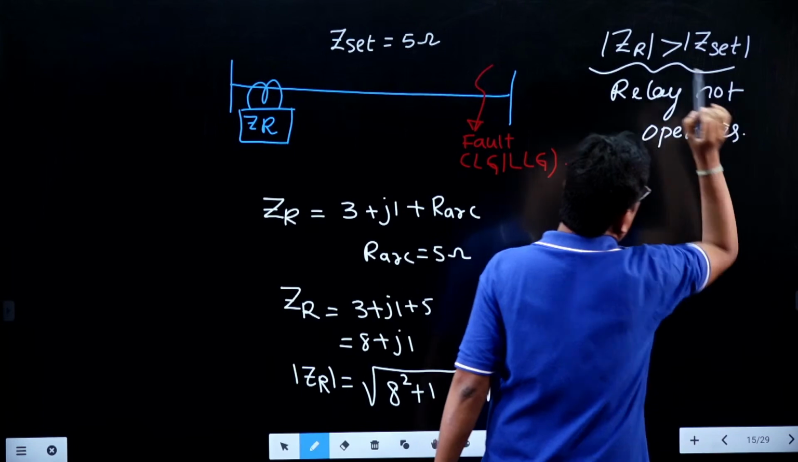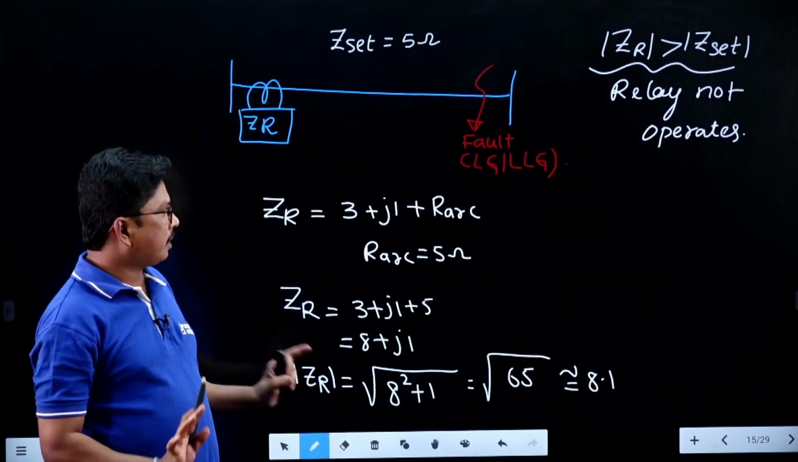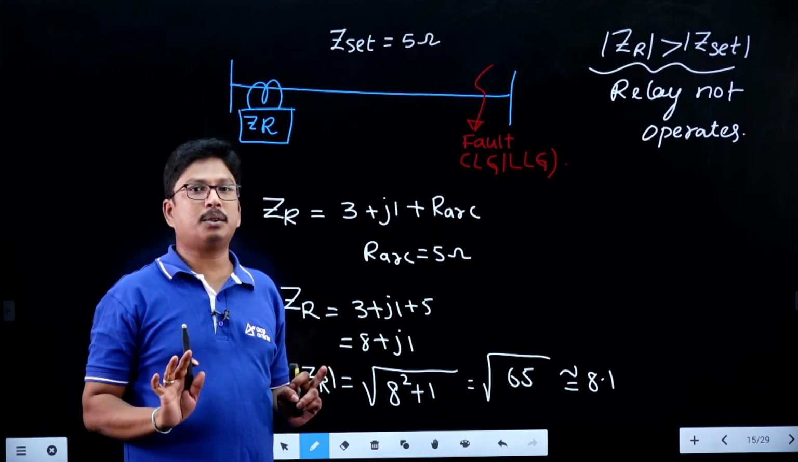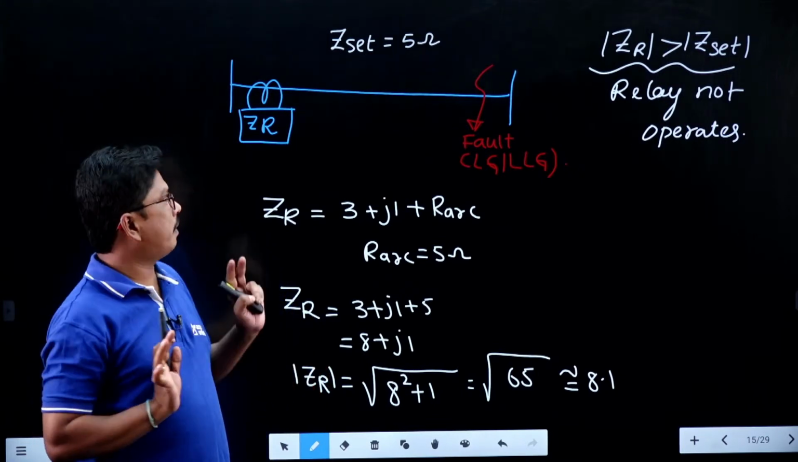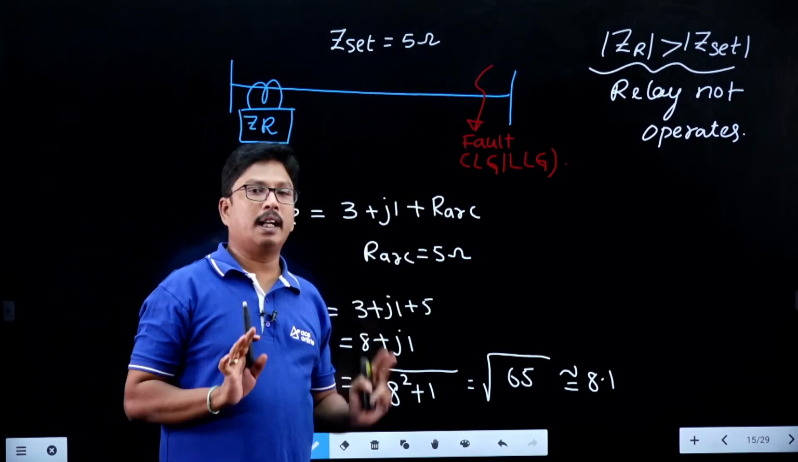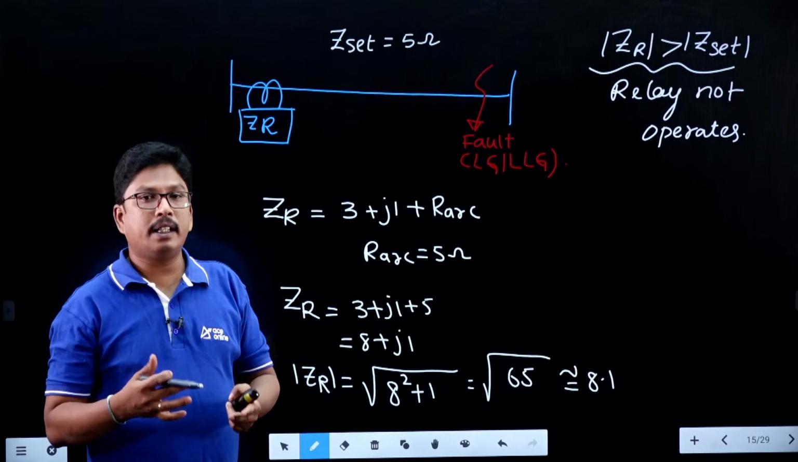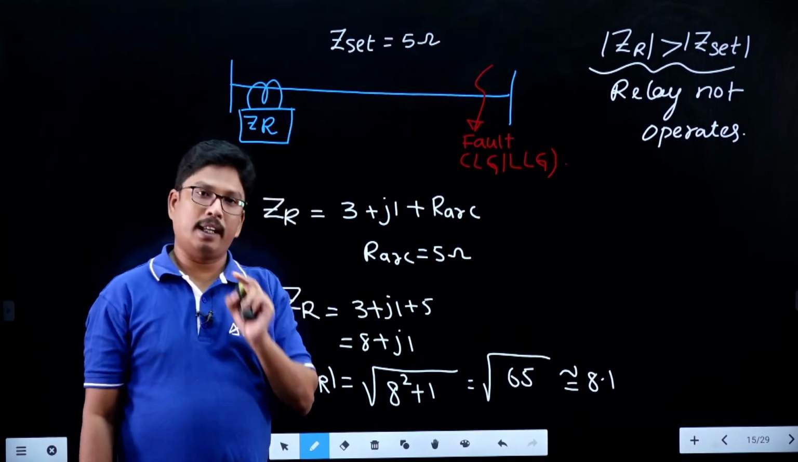Relay not operates. Are you understanding the point here? Because of this high arc resistance value, the relay fails to operate. Whenever an LG fault or LLG fault occurs far away from the relay, the relay sees an impedance which is more than the set impedance, so the relay does not operate.